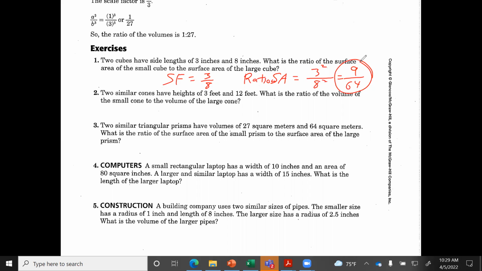Item 2, these similar cones have a height of 3 and 12. What is the ratio of the volume of the small cone to the large cone? So again, scale factor here is 3 to 12. So now the ratio of the volume would be cubed.